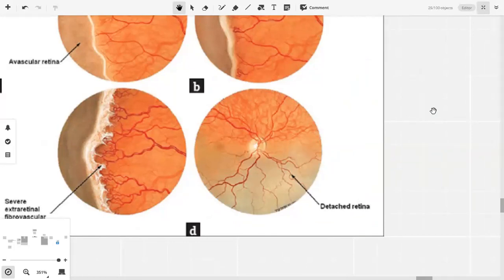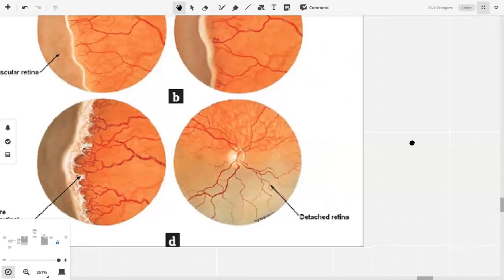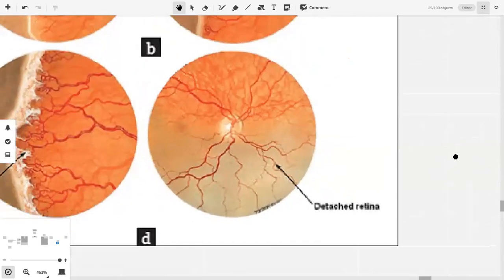Retinal detachment, partial. Partial retinal detachment, meaning that there is fibrovascular proliferation. All of that is happening at the peripheral retina. And in addition to this, we have a retinal detachment. Now look closely at this picture.